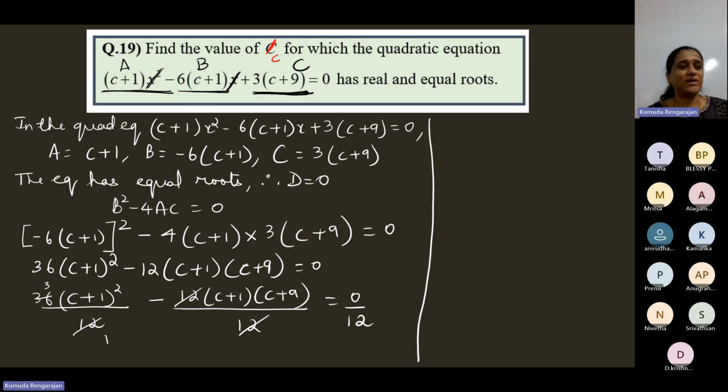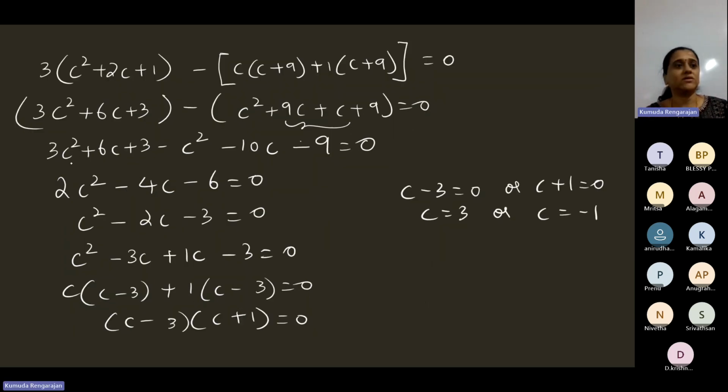So we divide by 12 throughout, right? Because you can simplify the equation. Now you can see that c plus 1 is also common. You can see c plus 1 here and c plus 1 here. Yes or no? If you divide by c plus 1, you will get only 3. You will get c is equal to 3. You will not get both the values of c. When you divide by c plus 1, you will not get a quadratic equation also.